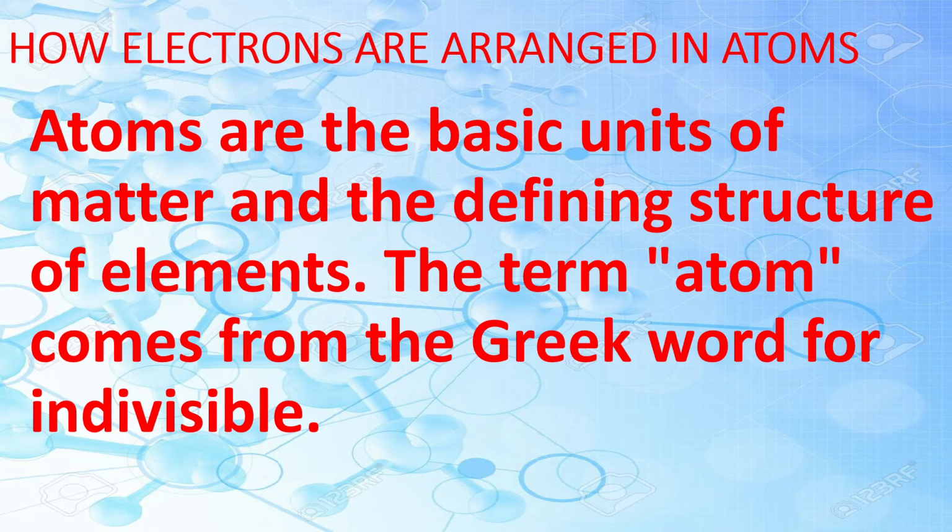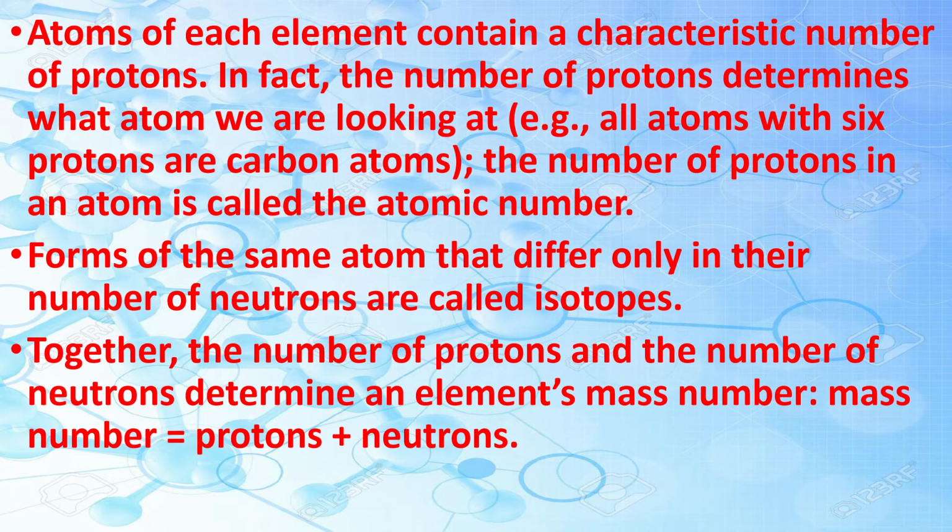We now know that atoms are made up of three particles: the protons, neutrons, and electrons, which are composed of even smaller particles such as quarks. The atoms of each element contain a characteristic number of protons. In fact, the number of protons describes what atom we are looking at. The number of protons of an atom is called the atomic number.